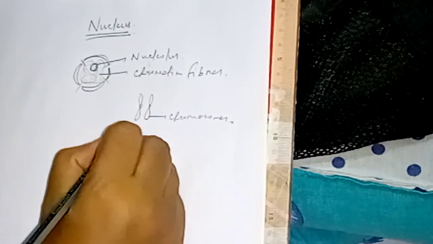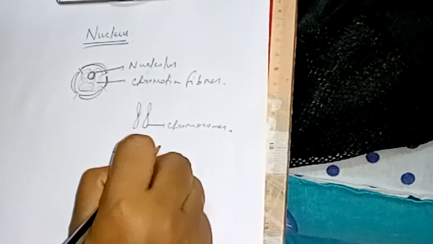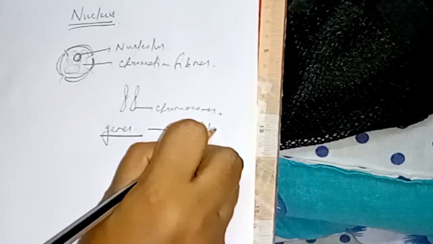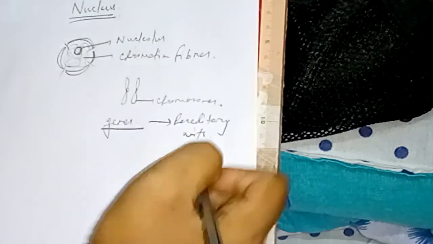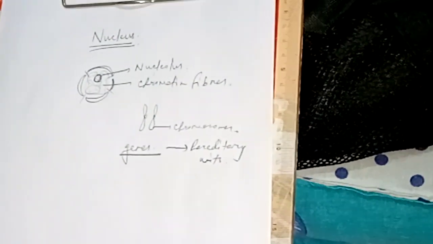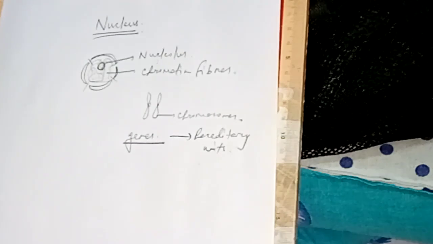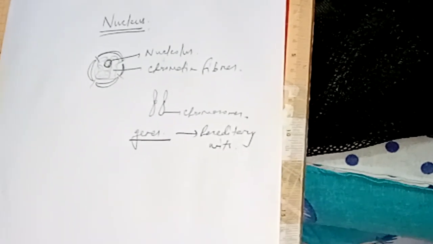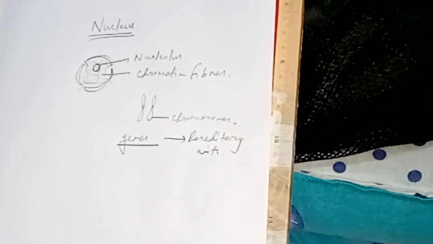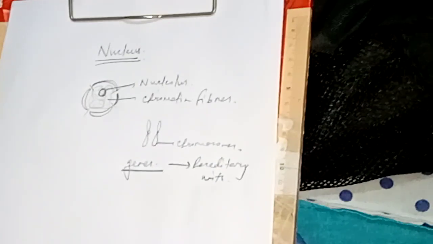Now what do these chromatin fibers do? When they condense themselves into chromosomes, then these chromosomes carry the genes, and these genes are actually the hereditary units. What they do is transfer the characters from the parents to the offspring. So we can say that ultimately the nucleus is the organelle which is responsible for transmission of characters from one generation to the other. And these genes are made up of DNA.